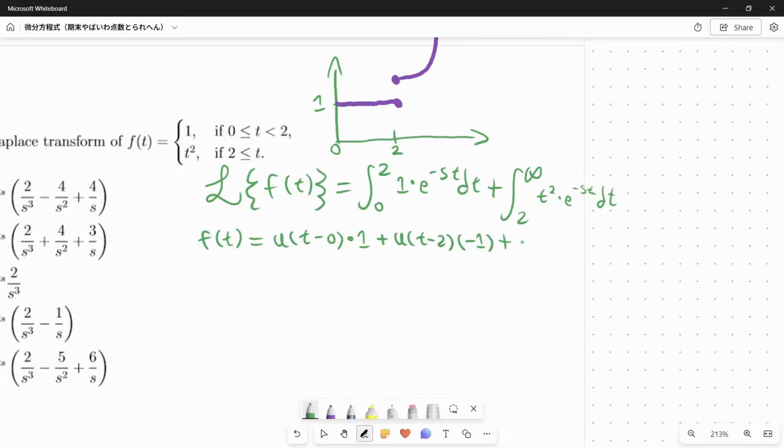And then we know that this function of t squared turns on at t equals 2. So using the same unit step function of t minus 2, we can say that this is just going to be positive t squared.